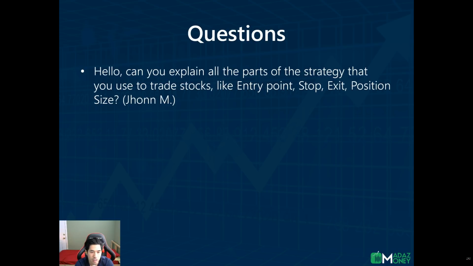All right, guys. Next question. Hello, can you explain all the parts of the strategy that you use to trade stocks, like entry point, stop, exit, position size? So this is a pretty broad question. With regards to entry point, at least for me, I rely a lot on technical analysis, support and resistance. So basically you want to identify which supports and resistances are the more, shall we say, hard supports and hard resistances, and there's soft supports and soft resistances. You want to find the ones that have the most weight to them, the ones usually with the most volume, stuff like that. And I would put more emphasis on that.